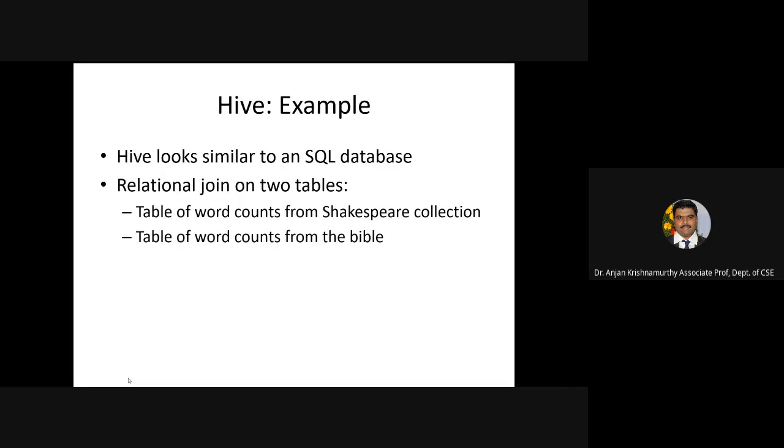So a Hive example looks very similar to that of an SQL database. A relational join on two tables, right? Let's say we have tables of word counts from Shakespeare's collection and word counts from the Bible. Now you have two tables, both having the word counts of different textual collections. Now let's say that we are supposed to merge or join these two tables relationally.